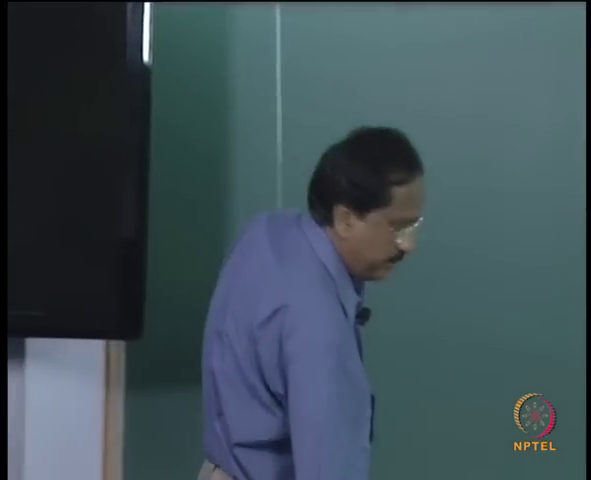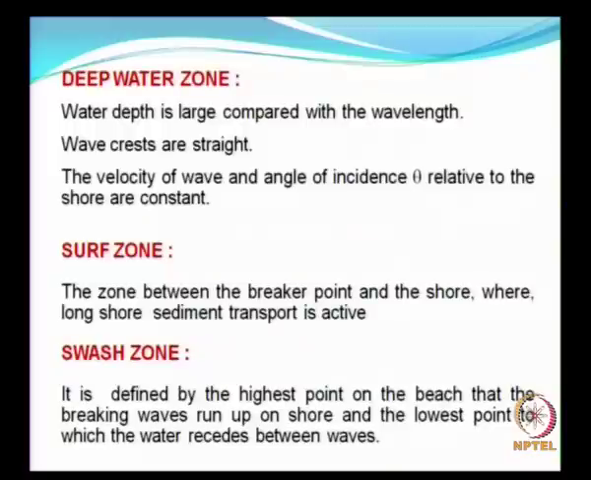So, these are the important zonation of the waves, and this is what is shown in this slide. As I have already explained all these things: surf zone, swash zone. Of course, breaker zone is defined by just one line, that is the zone of wave breaking.